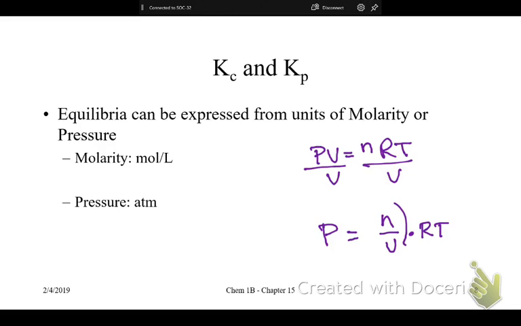What's this? Moles per liter, right? It's the molarity of the gas. So if you know the molarity of the gas and you know the temperature, you can actually just calculate the pressure by multiplying by RT. You don't need to know the volume, you just need to know the molarity of the gas. So these two quantities, molarity and pressure, are related, and we're going to use that later to see how Kps and Kcs relate to each other.